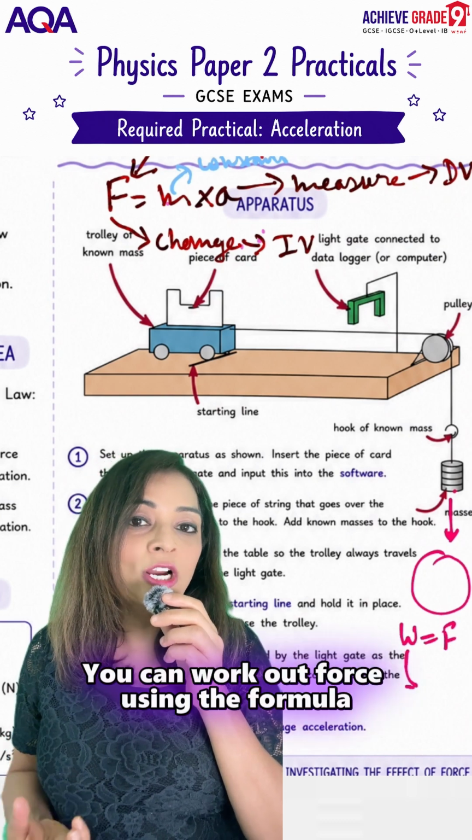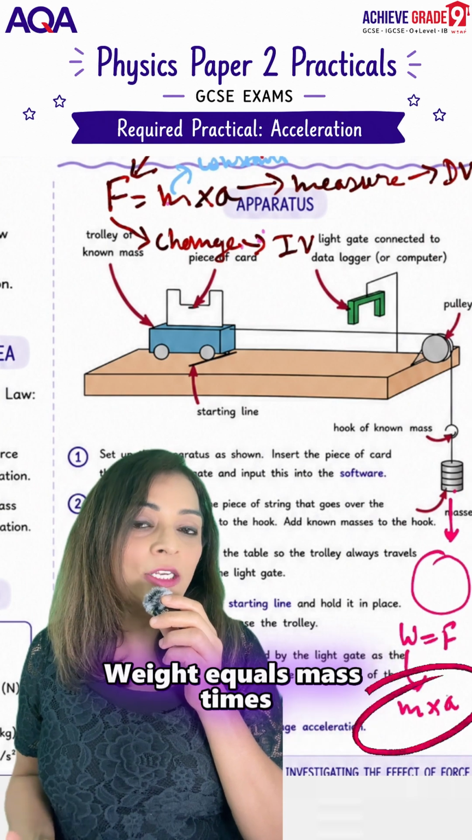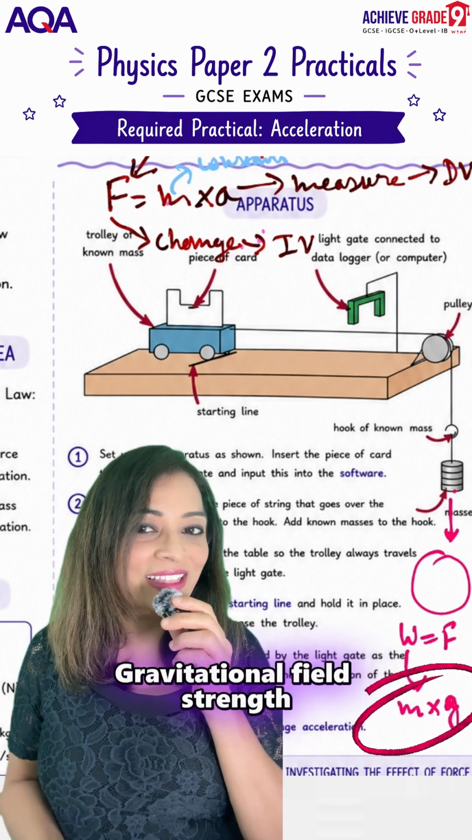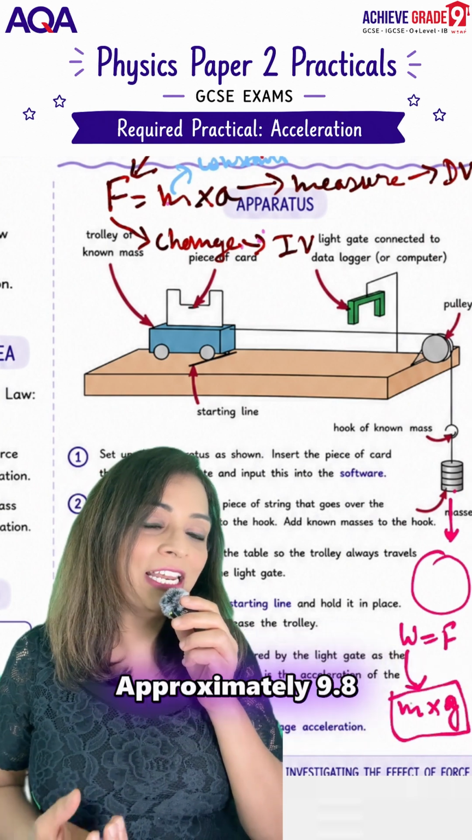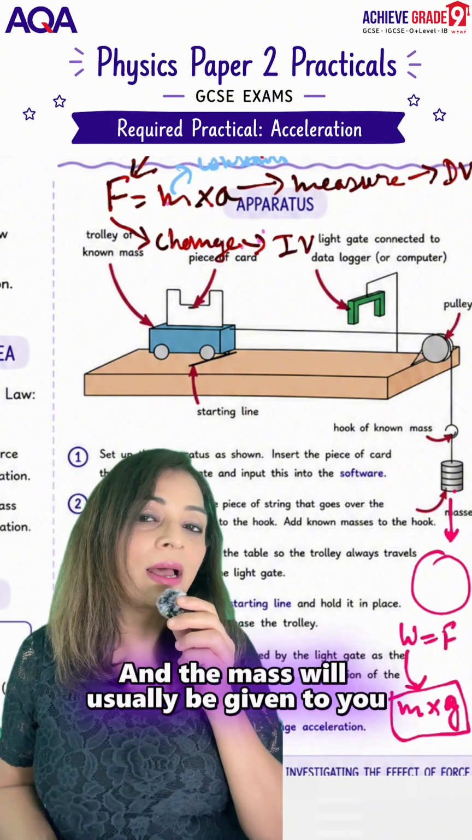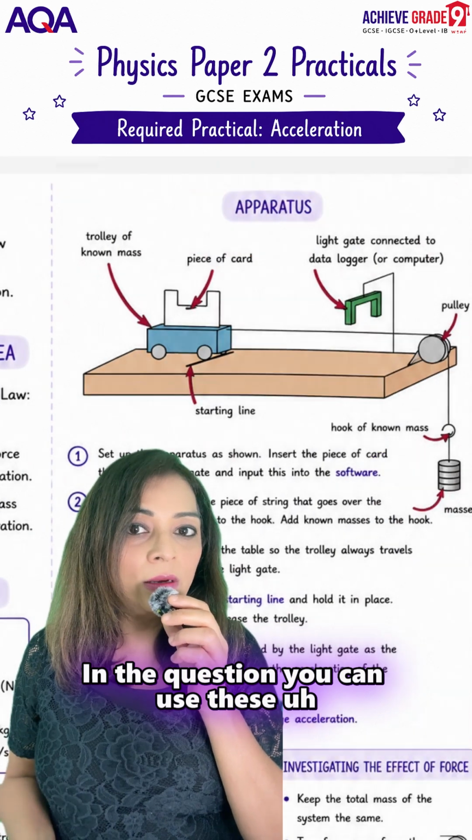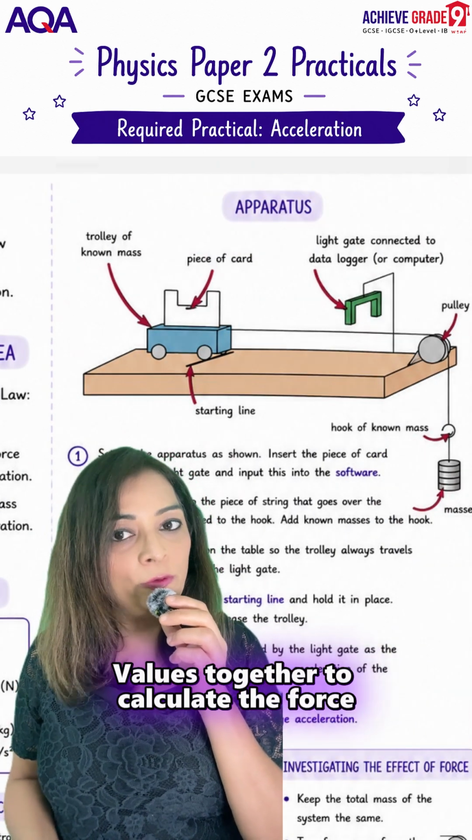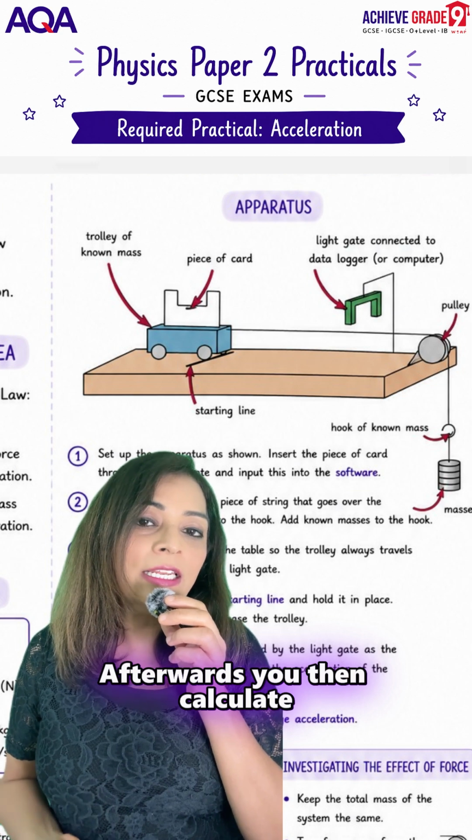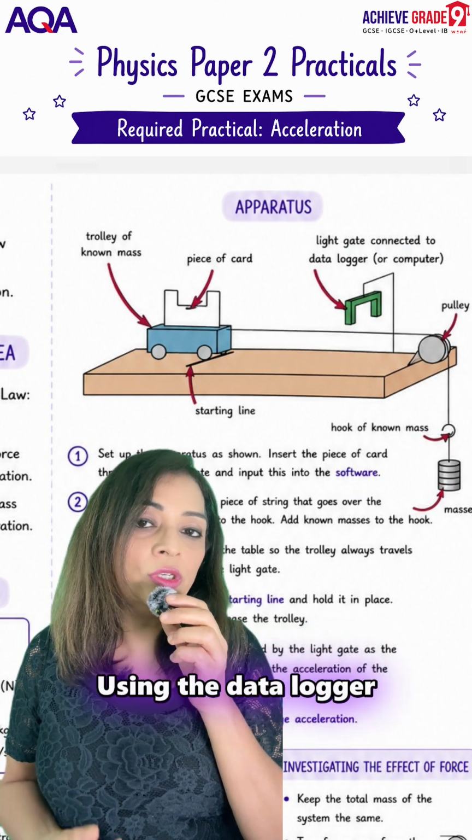You can work out force using the formula weight equals mass times gravitational field strength. The gravitational field strength is approximately 9.8 newtons per kilogram, and the mass will usually be given to you in the question. You can use these values together to calculate the force afterwards. You then calculate or measure the acceleration using the data logger.